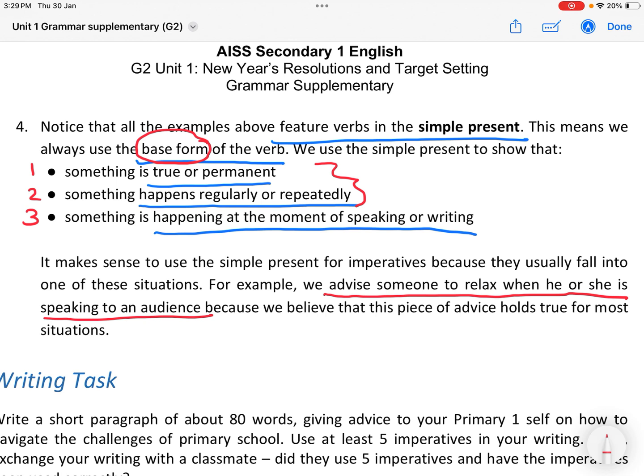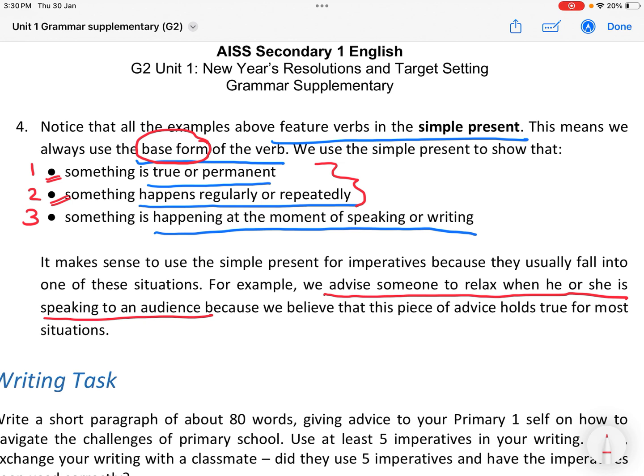It is something that is either true or permanent, number 1. Or number 2, it happens regularly or repeatedly, something that is always true or true in most situations. Then the third reason why we use the base form for the verb in the imperatives is that it is something that is happening at the moment of speaking or writing.